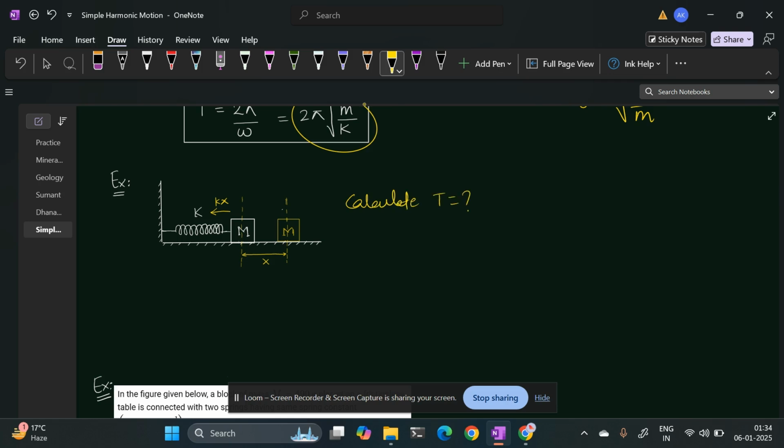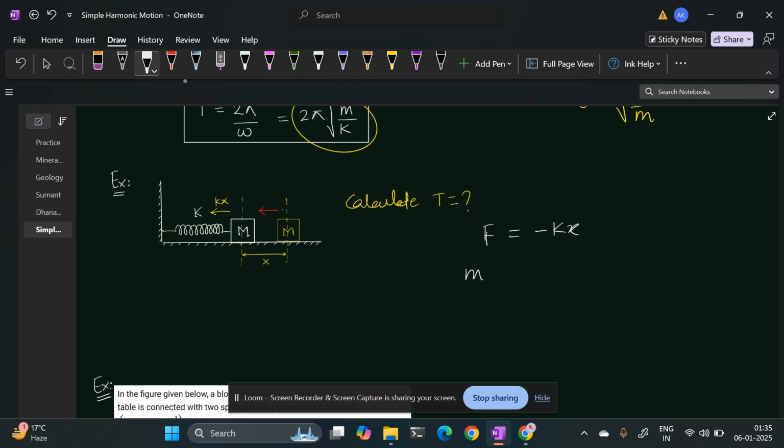So firstly, for this type of problem, we will slightly displace the object and make its FBD, free body diagram. So we can see that there is a spring force which acts as a restoring force in this case. So we can write F equals to minus kx.